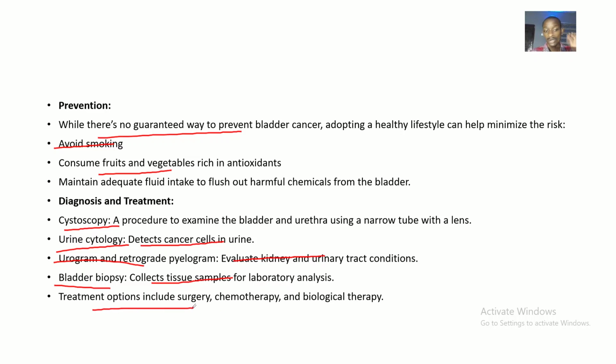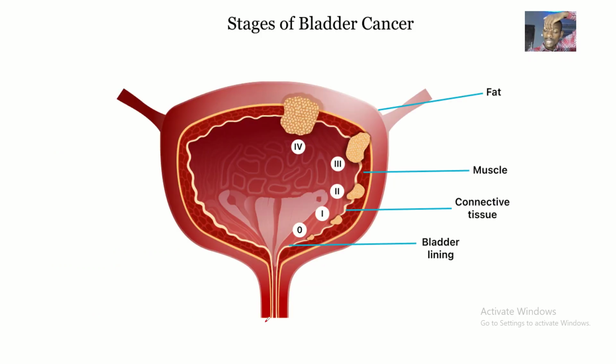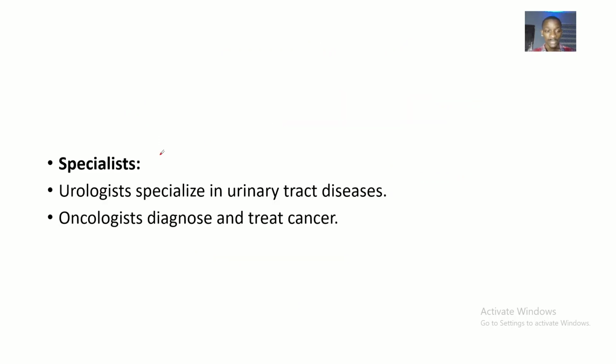Then treatment options include surgery, chemotherapy, and biological therapy. Ending with stages of bladder cancer, I think I'll be making a video on this. It's good to just make a video on everything. Stages of bladder cancer: stage 0, stage 1. It basically shows how the tumor is growing. The specialists you should see if you have cancer of the bladder are urologists, who specialize in urinary tract diseases, and oncologists, who diagnose and treat cancer.